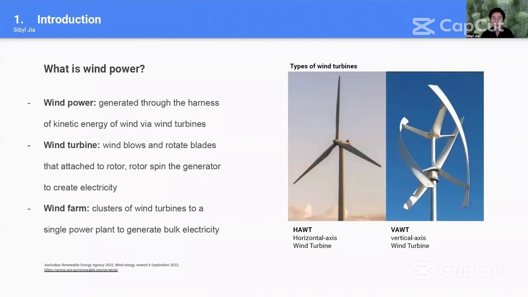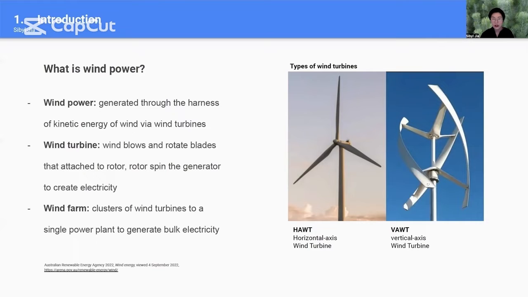Wind power is generated through the harness of kinetic energy of wind by wind turbines. Wind turbines are traditionally used for pumping water and milling grain, but modern devices are most commonly used to generate electricity. The image on the right shows the two types of wind turbines, the horizontal axis one and the vertical axis one, but they both use the same mechanism.